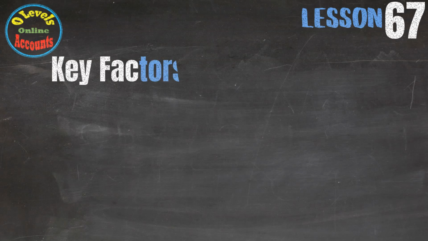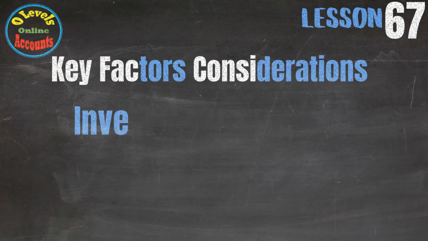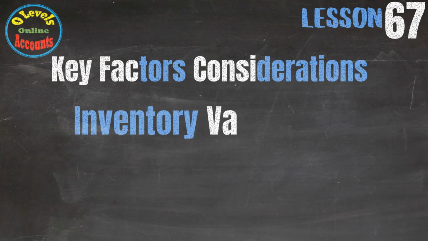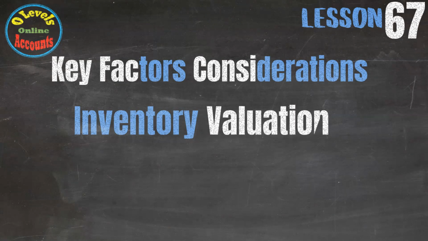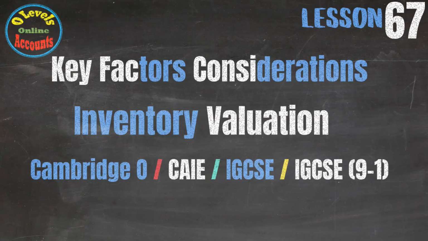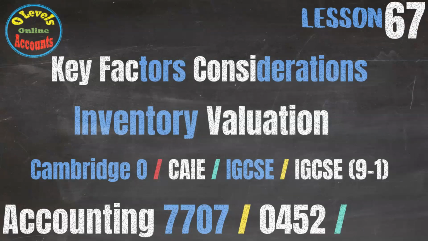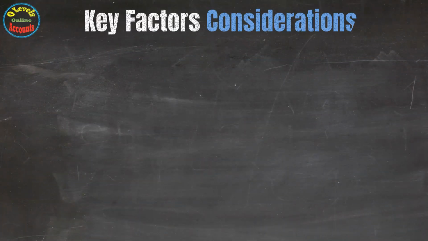In this video, we will discuss the key factors for consideration during inventory valuation. This video series is helpful for those students who are appearing in the Cambridge O-Level upcoming exams, either in June or November, through CAIE or IGCSE 9-1, for Accounting 7707, 0452 or 0985. Let's begin with the lesson material. In this slide we will discuss the key factors and related subpoints.